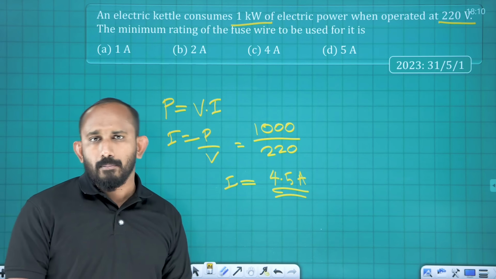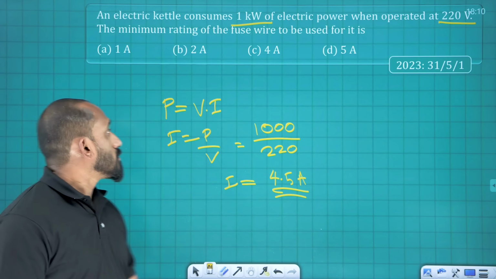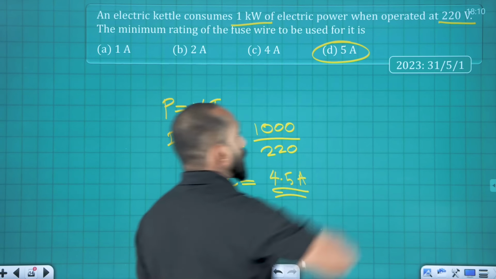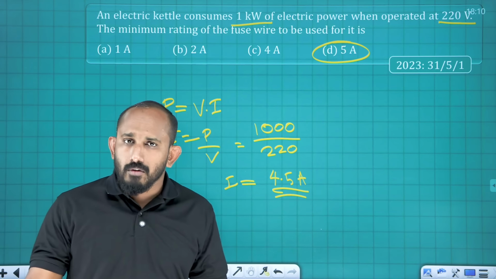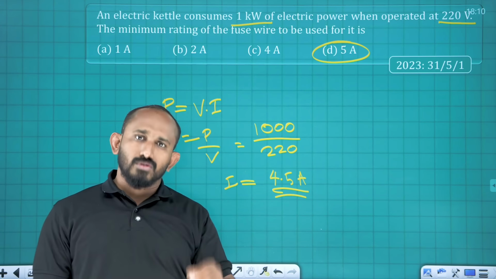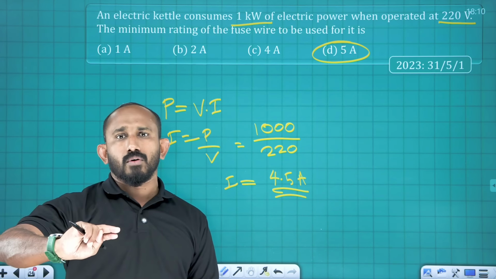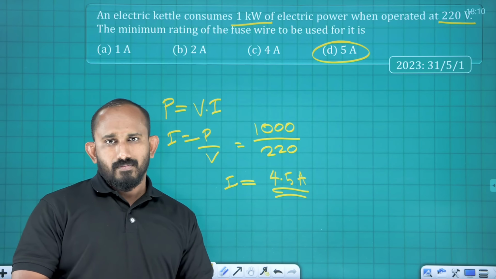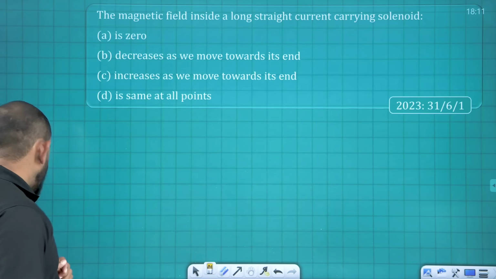So this is the current rating of this kettle. It's 4.5 ampere current that it draws, so check, the fuse should be just above 4.5. So the options are 1, 2, 4, 5. The answer is 5 ampere is the correct answer. If you use 4 ampere here, what happens? It will always break, because for the kettle to work, it needs 4.5 ampere. If you use a fuse rating below this allowed current, it won't work. Hope you got it. Let's see the next question.